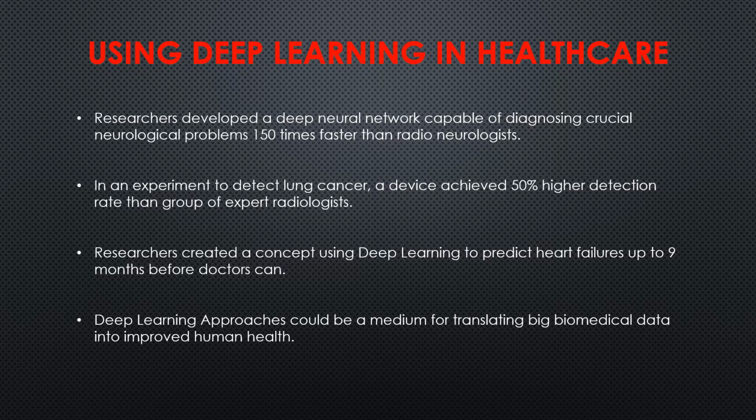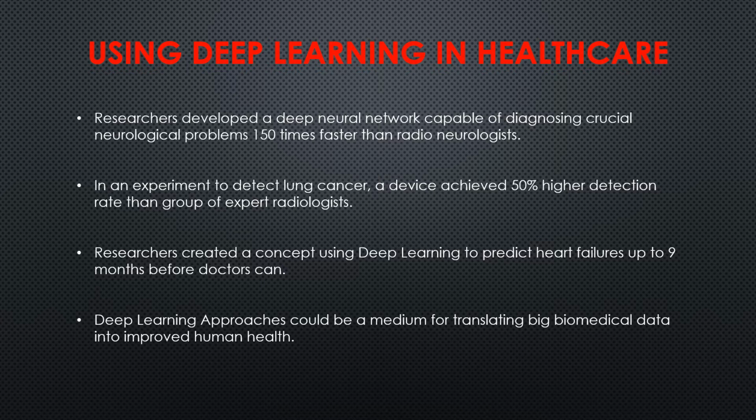The use of artificial intelligence has become increasingly popular and is now widely used. For example, in cancer diagnosis and treatment, deep learning for computer vision enables more precise medical imaging and diagnosis. Researchers at the Mount Sinai School of Medicine have developed a deep neural network capable of diagnosing crucial neurological conditions such as stroke and brain hemorrhage 150 times faster than human radiologists.